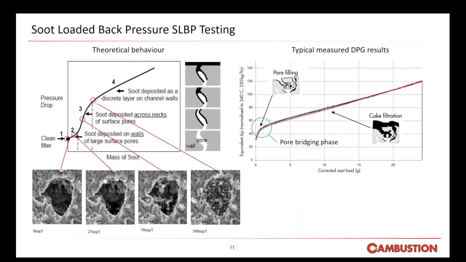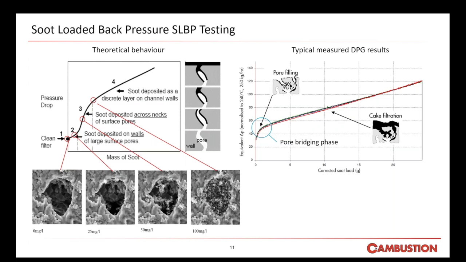We're now going to look a bit more closely at the soot-loaded back pressure. This is by far the most common application in a DPG. The soot-loaded back pressure curve itself typically has two main parts. The first is the pore filling, which is a very steep back pressure rise at the very beginning of the curve. And then as a layer, or a cake layer we call it, of soot over the pores is formed, the back pressure curve becomes less steep and enters the linear section of the cake filtration section.